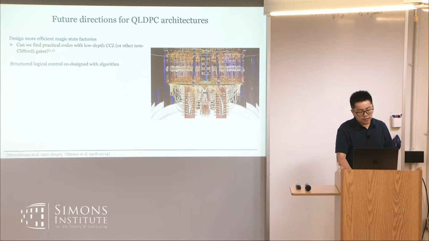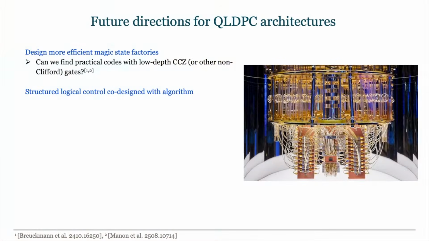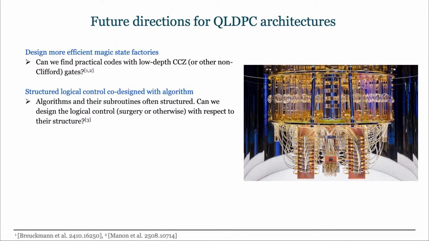The other thing is we want to design the logical control together with the algorithm, because algorithms and their subroutines are often quite structured, which means they're parallel. You are repeating the same subroutine many times. We want to design the logical control with knowledge of the algorithms, because that would enable us to do more parallel and faster computation. Again, there are some works that have started exploring this direction. I think it's still very early, and I think this is very promising.